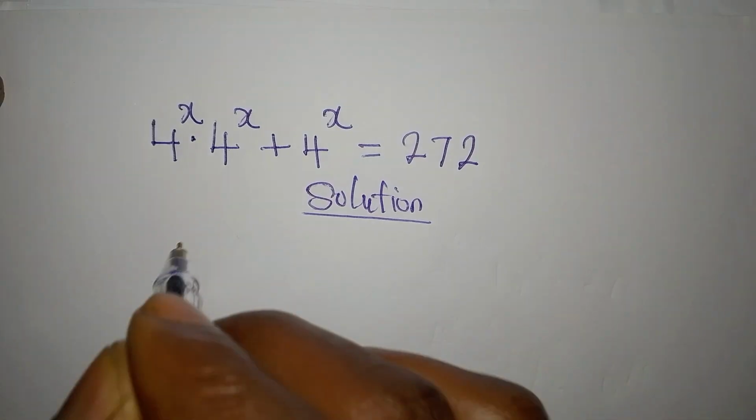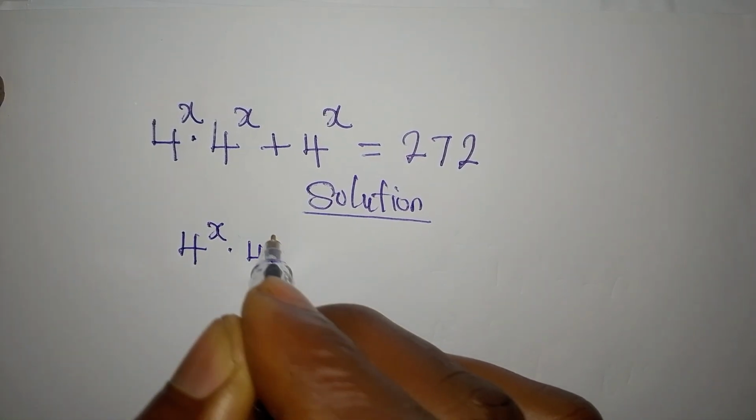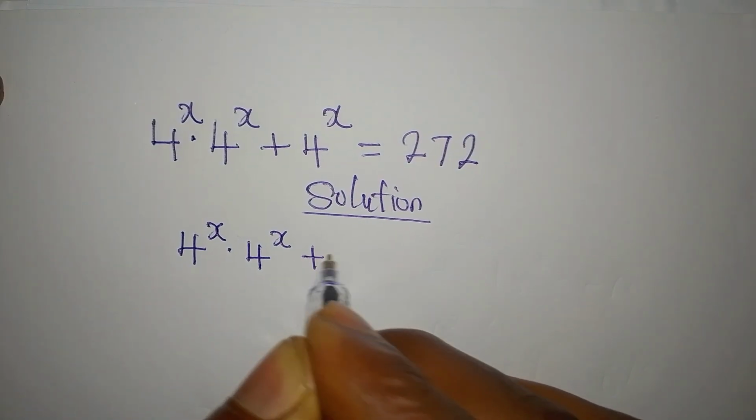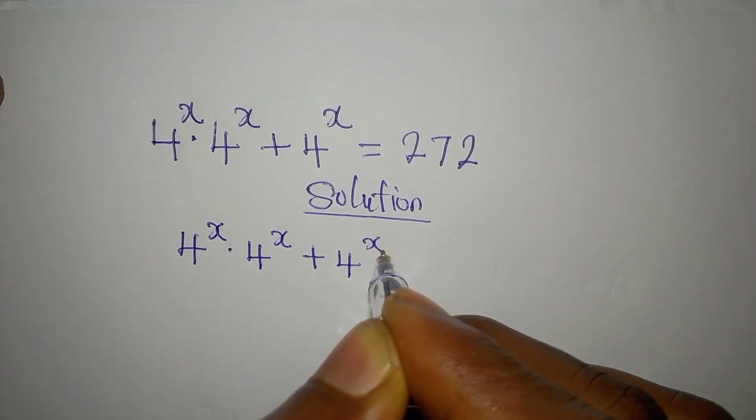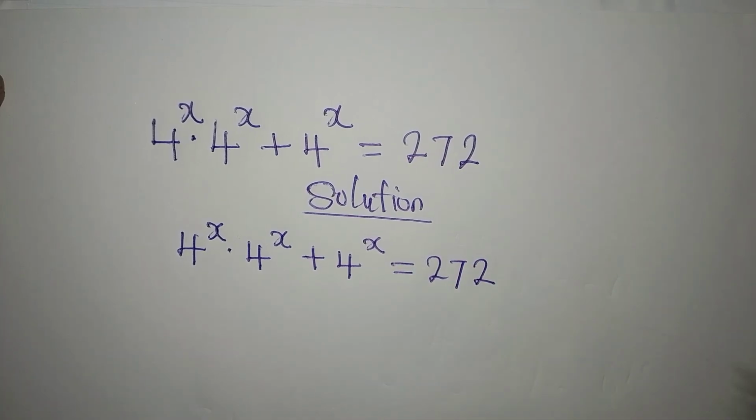Let's solve this problem. This is 4 to the power of x multiplied by 4 to the power of x, plus 4 to the power of x, equals 272. Okay, so how do we solve this?